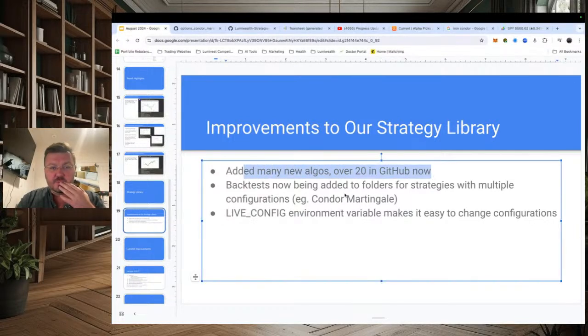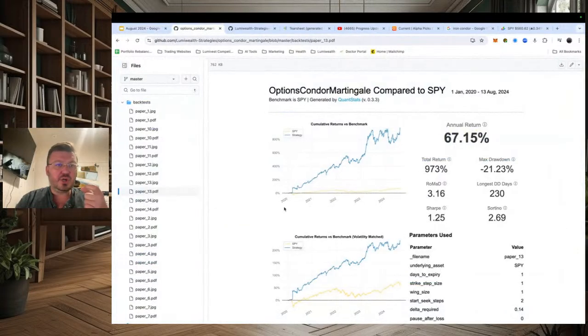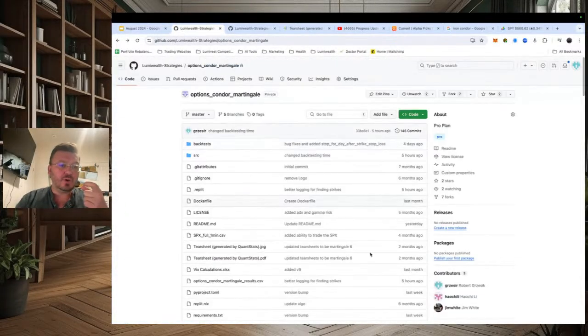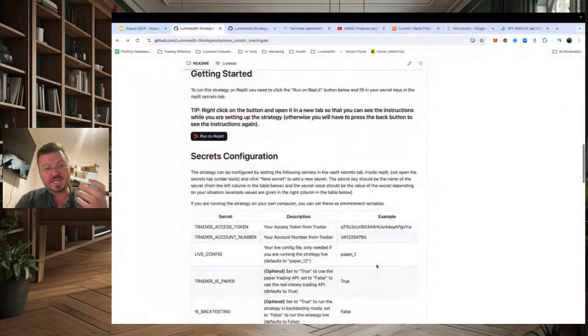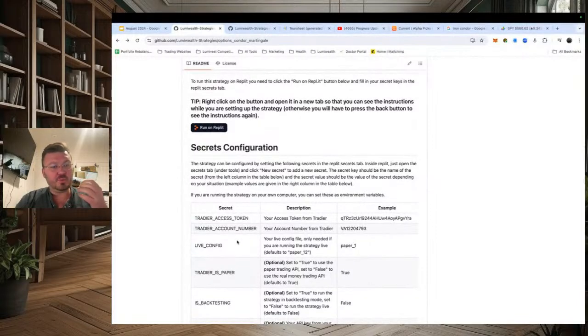So we have more algorithms. Backtests are now inside of a folder, easier. And also we're trying to start doing this where we use this live config variable. I mentioned this earlier. If you want to run some algorithms, right now it's only for the Condor Martingale, but we're going to add more of them like this, where you just change the live config environment variable or secret in Replit.